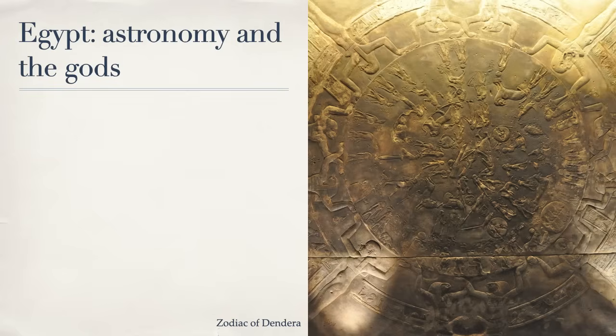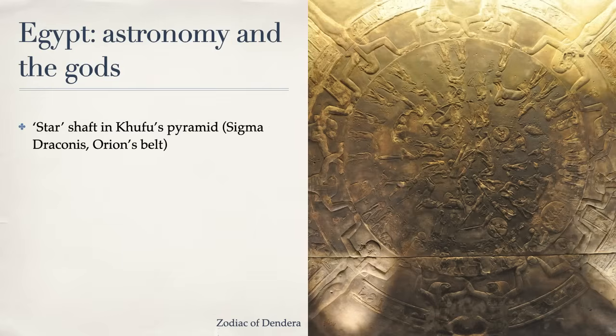How about Egypt? So we've already discussed that Egyptian religion is organized around the idea of natural cycles, so the movement of the sun and the moon. If you look at Khufu's pyramid, you find 2 shafts reaching from the burial chamber of the king and queen to the north face of the pyramid. We've given you a nice view of Sigma Draconis.